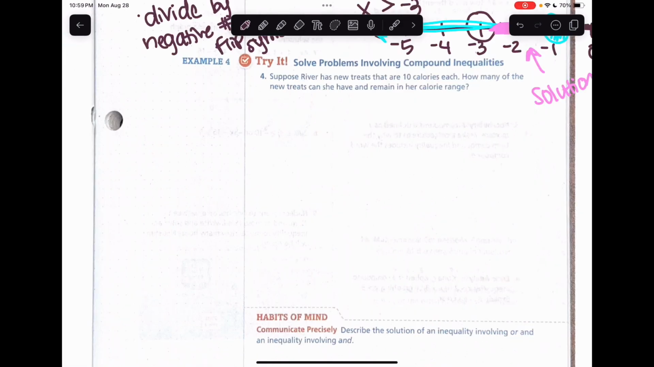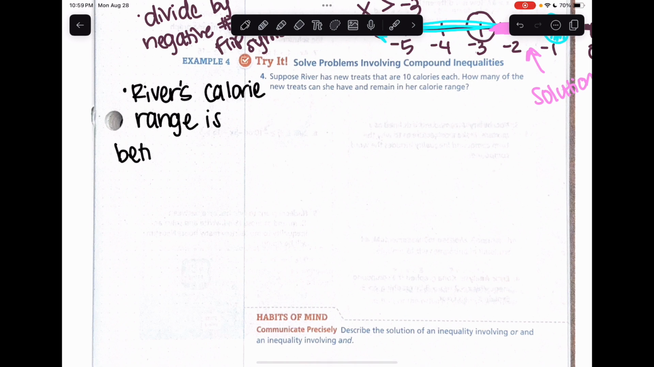All right, example 4 says, suppose River has nutrients that are 10 calories each. How many of the nutrients can she have and remain in her calorie range? All right, so here's some background information that you actually need in order to solve this problem. One of them is that River's calorie range is between 510 and 540 calories per day.